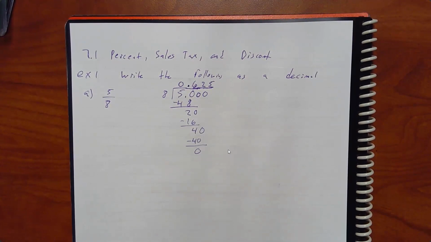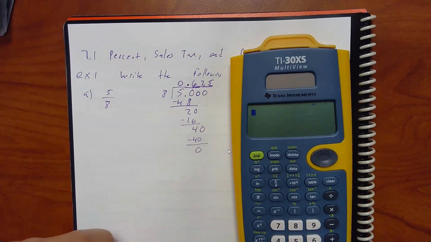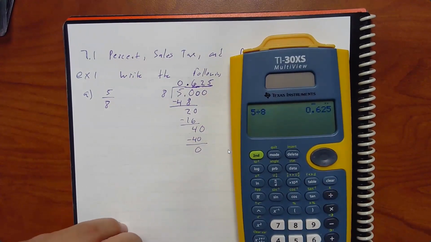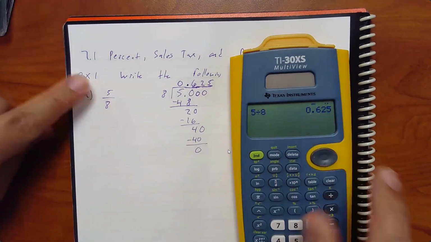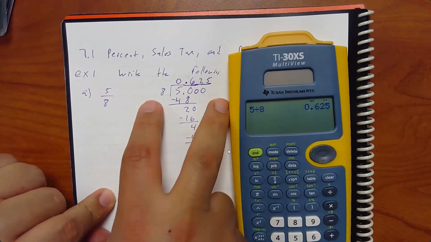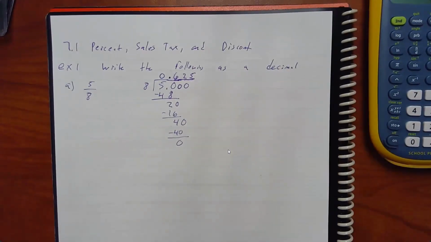Let's see here. Okay. 5 divided by 8 is 0.625. So all you have to do is divide them. I'm not going to make you do this, but it is good to know, so you know where it comes from.